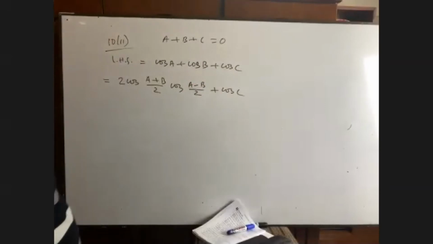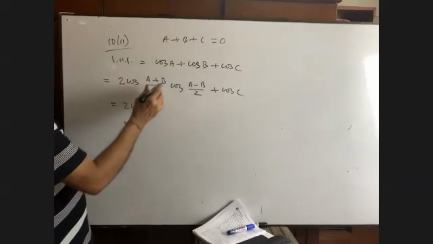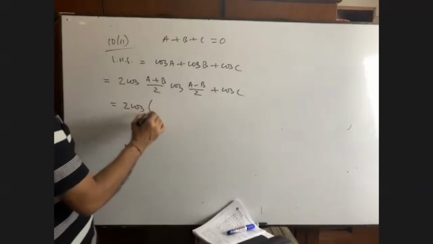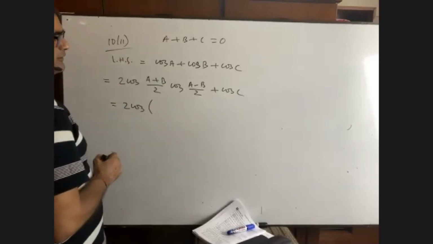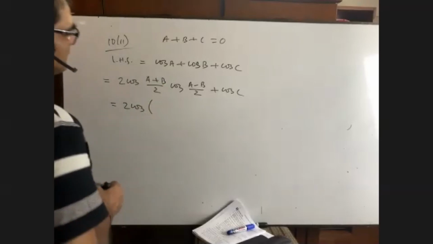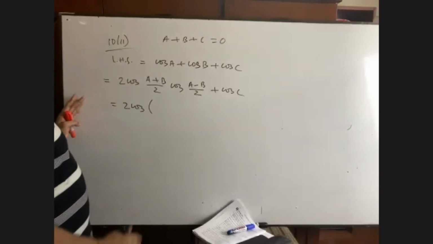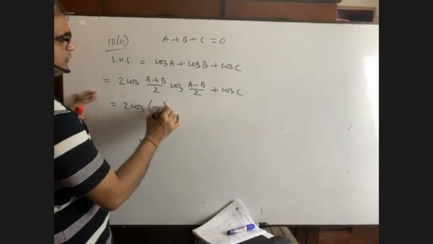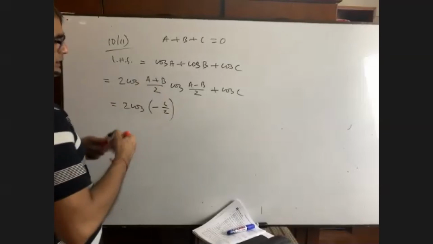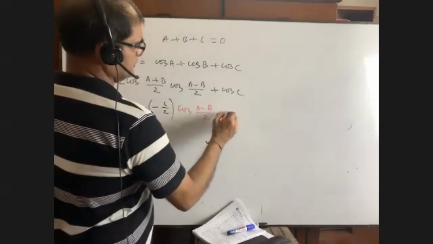Now 2 cosine. What is the value of A plus B by 2? Minus C by 2. Yes, afterwards you see A plus B equals minus C. Then A plus B by 2 equals minus C by 2. Next line will again convert it. Cosine A minus B by 2.